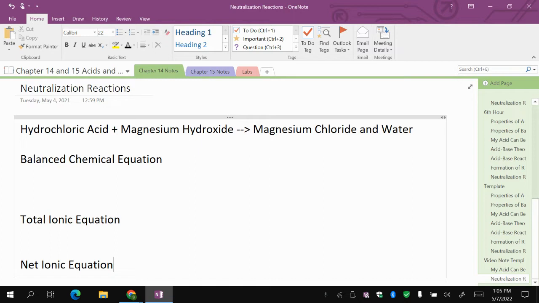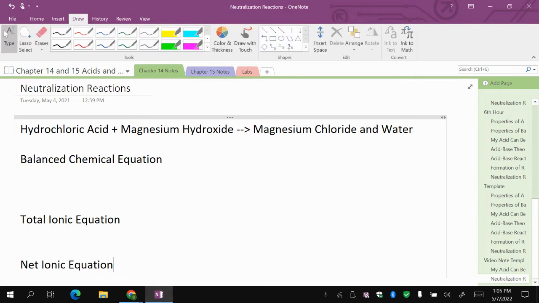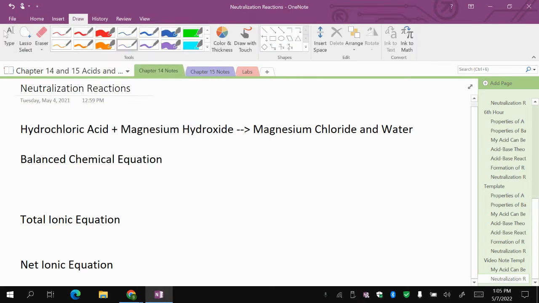So writing balanced equations is back from chapter 8. Writing the total ionic equation and the net ionic equation is something we did in the solution unit. So we have a strong acid, hydrochloric acid, and it's a solution, so its state of matter is aqueous, plus a strong base. We know it's strong because it's a group 2 metal hydroxide, magnesium hydroxide, and it's a solution, it's aqueous. This is a strong acid.